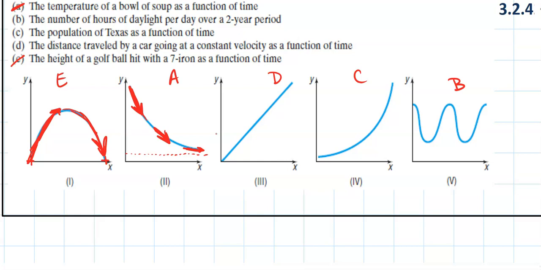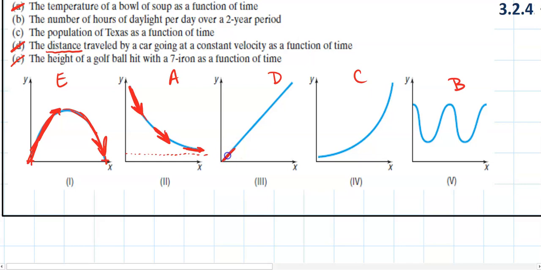Now, graph 3, I think, matches description D, the distance traveled by a car going at a constant velocity as a function of time. Some of you may have been thinking, well, constant velocity, doesn't that mean that the graph should be perfectly flat? And, well, if we were graphing velocity, I would agree with you. A constant velocity would be flat if the y-axis was velocity. But in this case, the distance is what we're trying to graph. So that's our y-axis here.